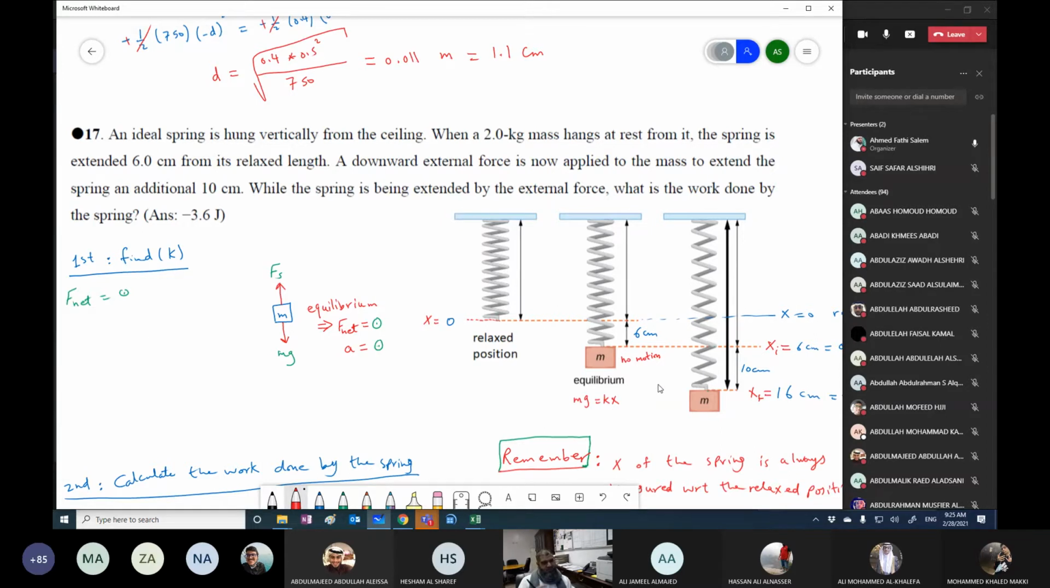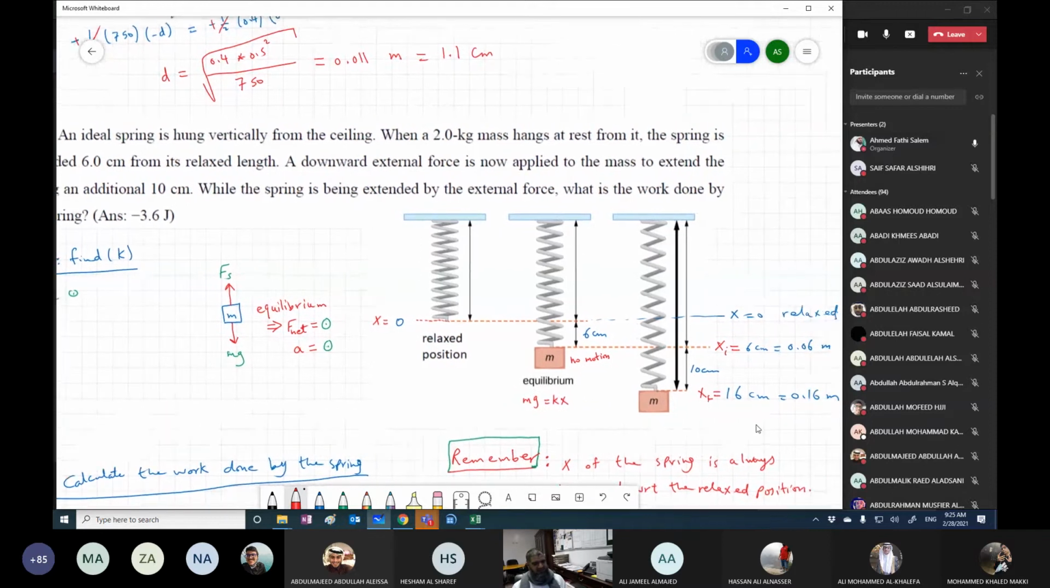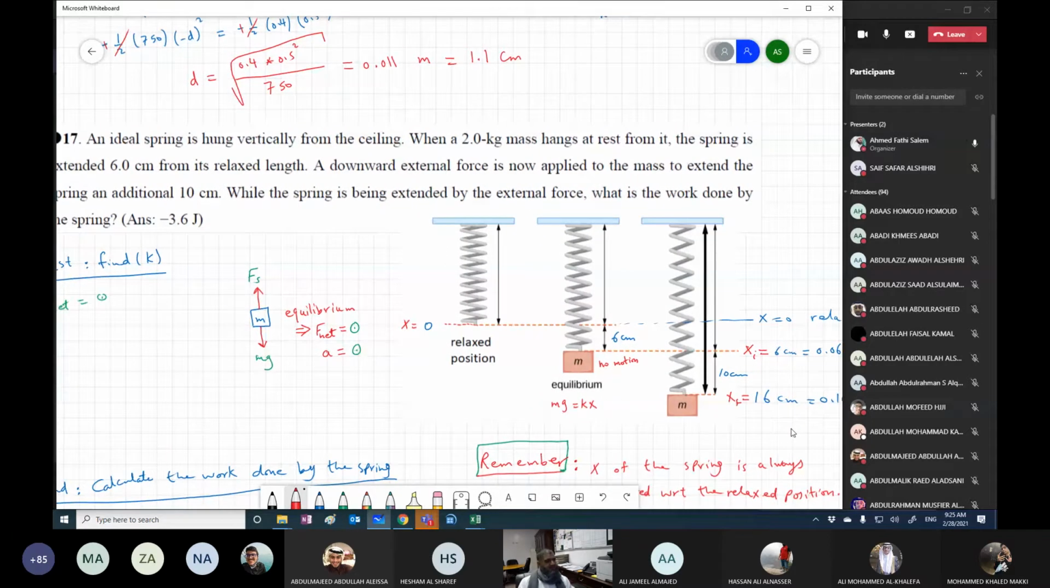After that, we intentionally pull the mass down 10 centimeters more. We came and pulled the mass with our hands. We pull it downward an extra 10 centimeters, after it was settled at 6 centimeters. Now we pull it down more 10 centimeters. So x final is 16 centimeters of the spring. That's the story. So let us read the question.